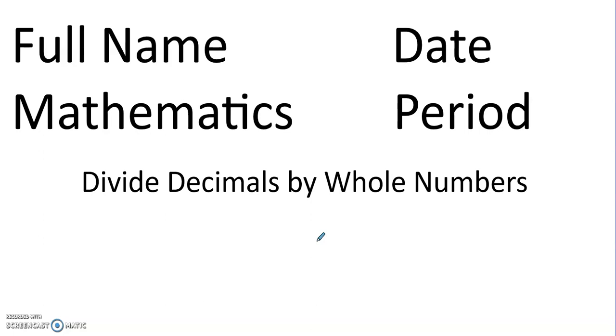Now, dividing decimals by a whole number is pretty much the same thing as dividing any number by a number. We do see a decimal in the dividend, but not in the divisor in this case. So when we get to the decimal, all we're doing is moving it up.